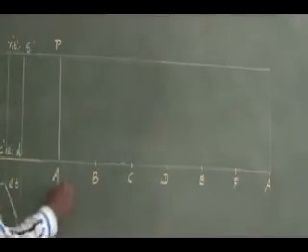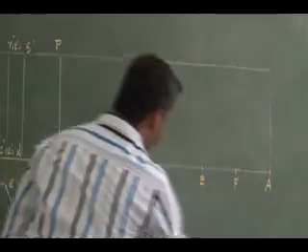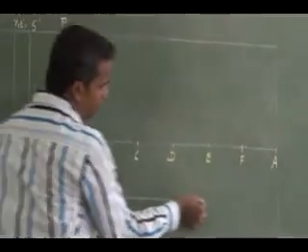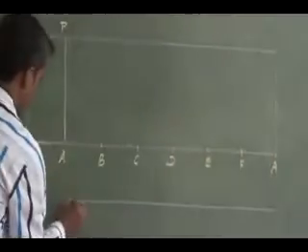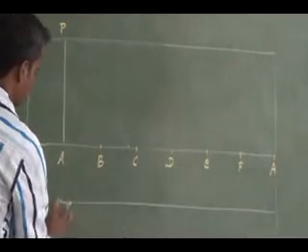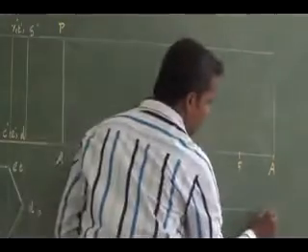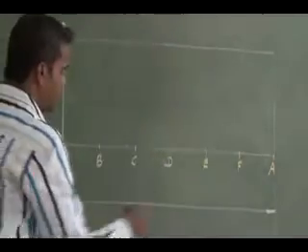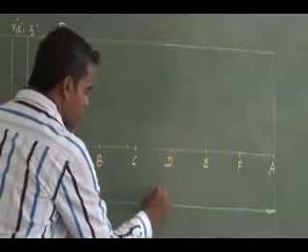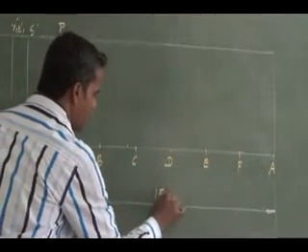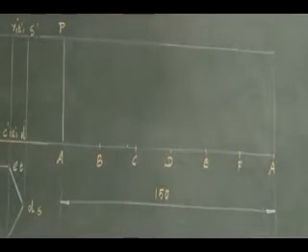This is how I can end it up. So what will be the length? The length of this development will definitely be 6 into 25, that is 150 mm.